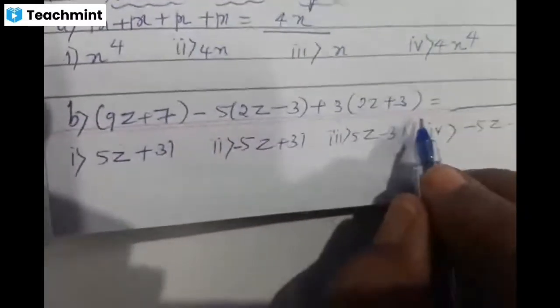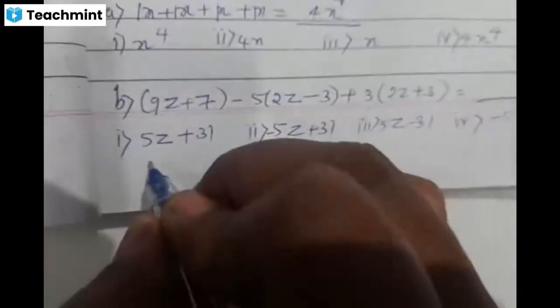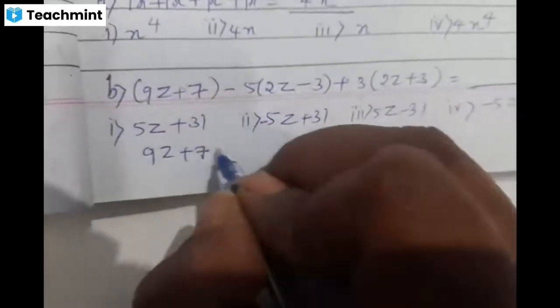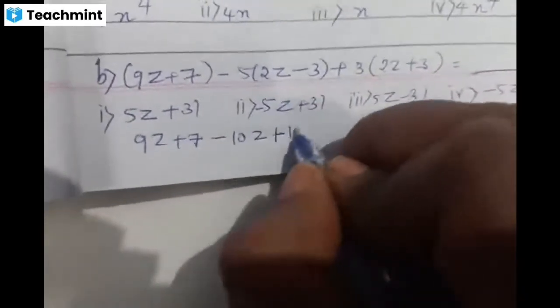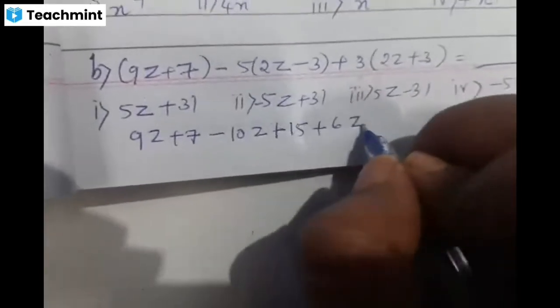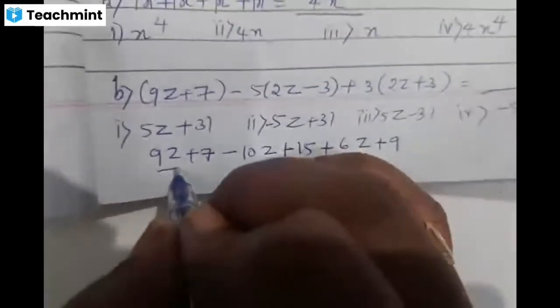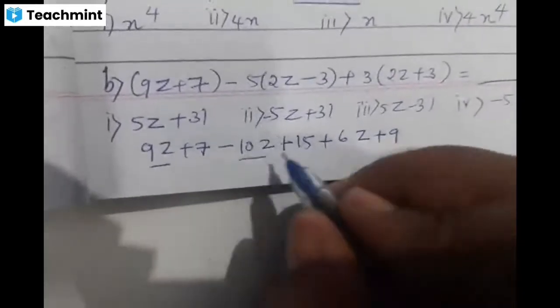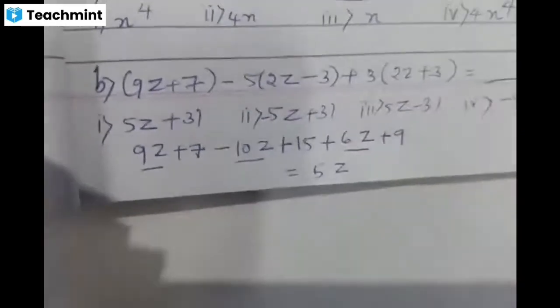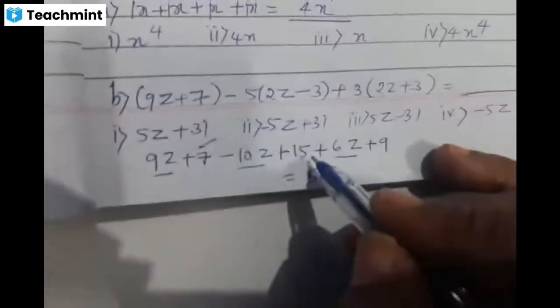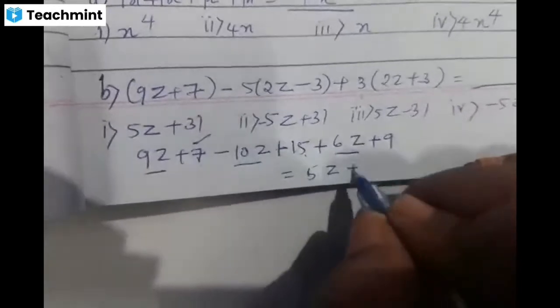Next, 9z plus 7 minus 5 into 2z minus 3 plus 3 into 2z plus 3. What is the value you are getting? You have to remove the brackets, children. 9z plus 7 minus 5 2s are 10z, minus into minus plus 5 3s are 15, plus 3 2s are 6z, plus 3 3s are 9. Like terms: 9z minus 10z is minus 1z, and then plus 6z, that is 5z, and then the constants 7 plus 15, 22, plus 9, that is 31.